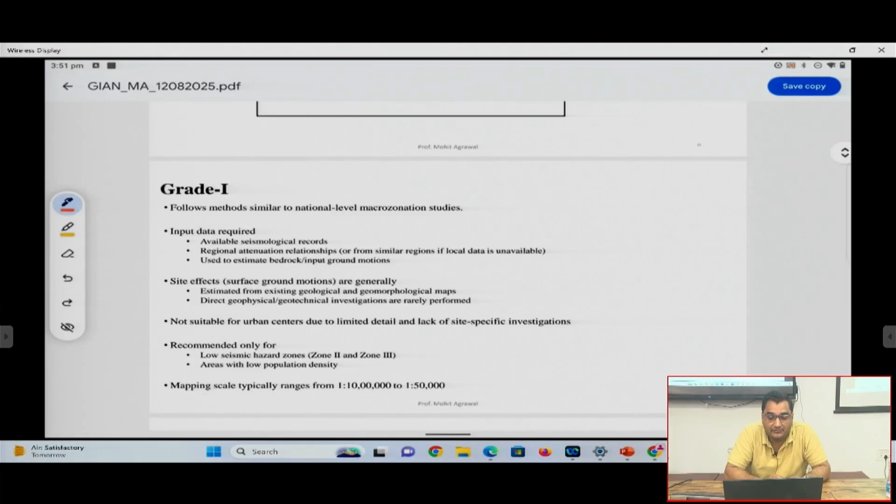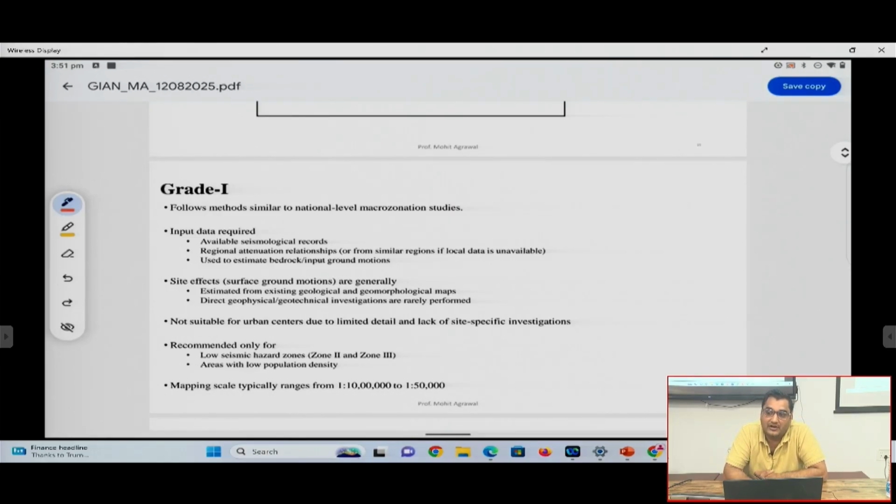So regional attenuation, basically, in order to have a better seismic zonation map, you must have a site specific or locally developed attenuation relationship or ground motion model. But in this kind of general grade 1 micro zonation mapping, you are not going to have that. You are going to use the regional attenuation relationship. So basically you can use the Cornell et al. equation that was developed in I think 2000. I may not be right about the year. Or maybe you can use Joyner and Boore.